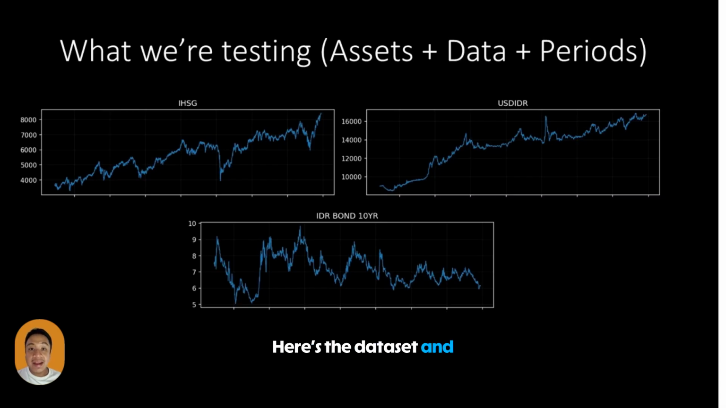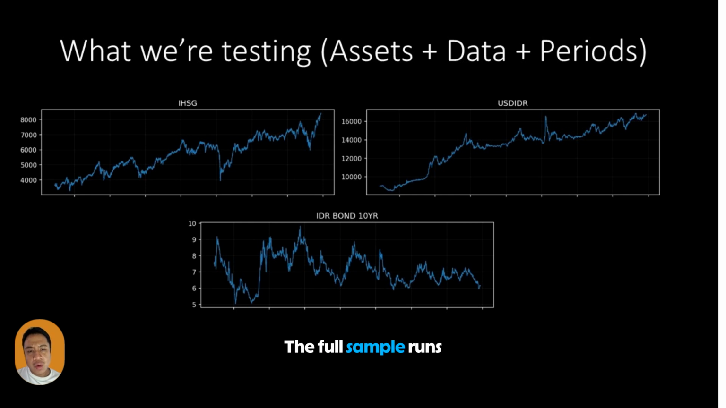Here's the dataset and the three assets. IHSG represents Indonesian equity exposure. USD IDR represents holding USD valued in IDR. I assume 0% USD deposit rate, so it's pure FX exposure. And for bonds, we use IDR 10Y yield to build a bond proxy.